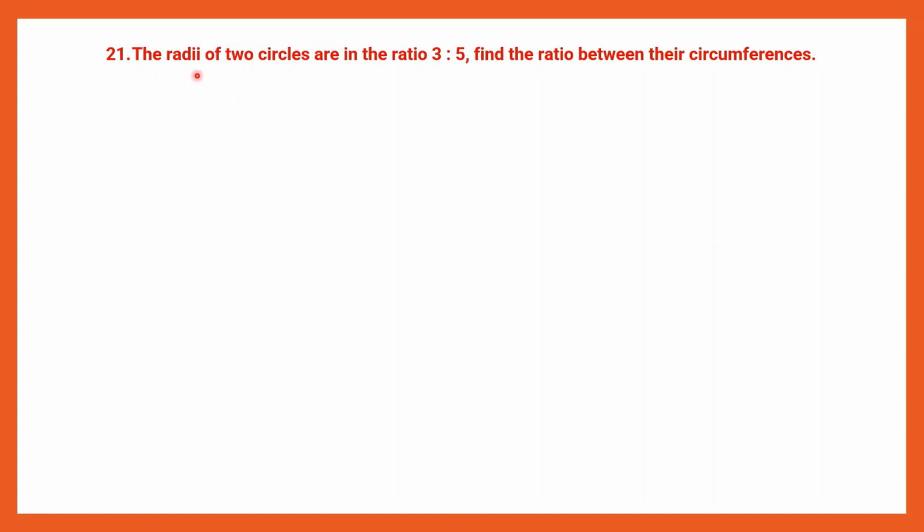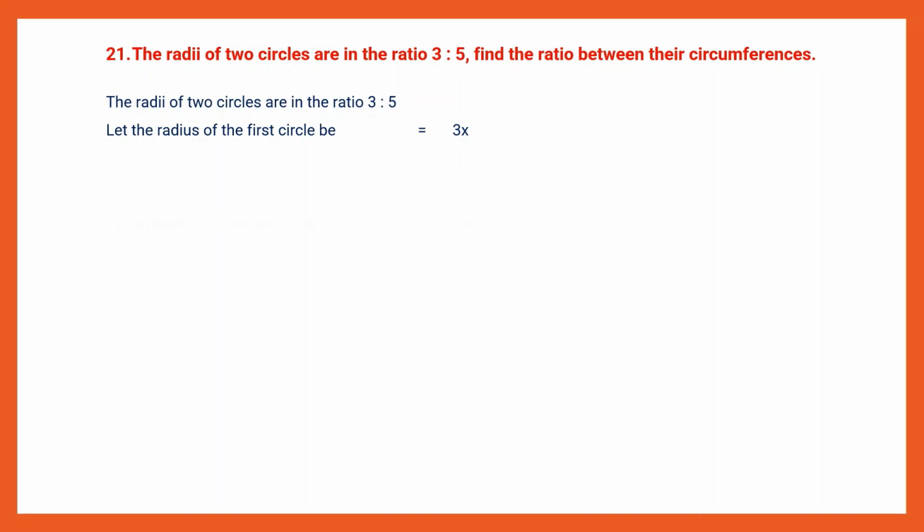Question 21. The radii. Radii is the plural for radius. So the radii of two circles are in the ratio 3:5. Find the ratio between their circumferences. Okay, so we've been given the ratio of the radii. So now let's carry on. Let's start. The radii of two circles are in the ratio 3:5. This is given to us already. So let the radius of the first circle be 3x because we'll take the first number in the ratio 3:5. We'll take the first number 3. So that will be the radius of the first circle, 3x.